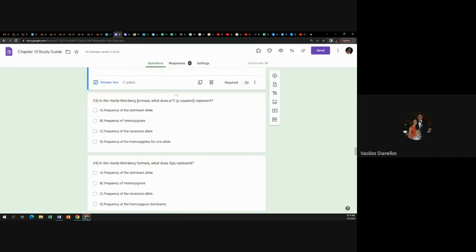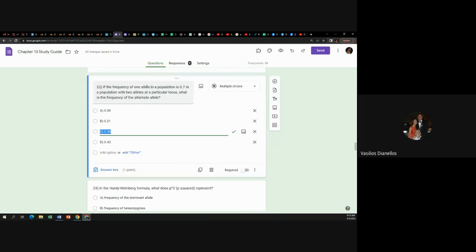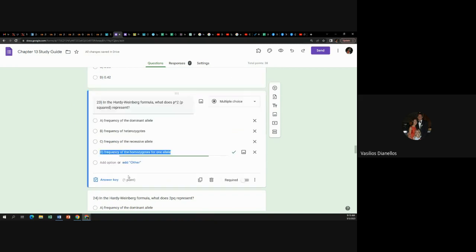And the Hardy-Weinberg formula was P squared plus 2PQ plus Q squared equals 1. So it's, again, sort of like this, but instead of looking at allele frequencies, we're looking at genotype frequencies. So homozygous dominant versus heterozygous versus homozygous recessive. So the answer to this is the frequency of homozygotes for one allele. Yeah, there's not much else to say about that. So, any questions about that question?